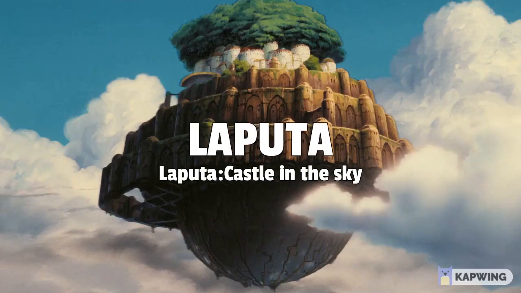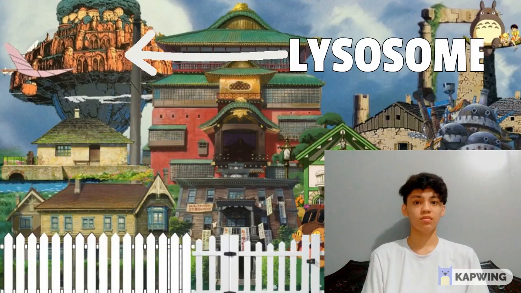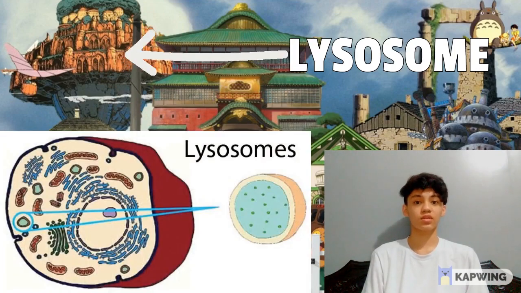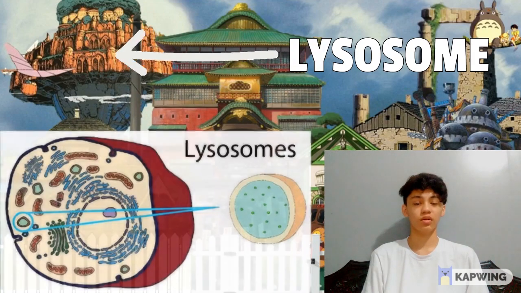Fifth is Laputa from the Studio Ghibli film entitled Laputa: Castle in the Sky, represented as the lysosome. Lysosome comes from the Golgi apparatus. The function of the lysosome is to kill foreign substances that try to enter a cell they do not belong to.